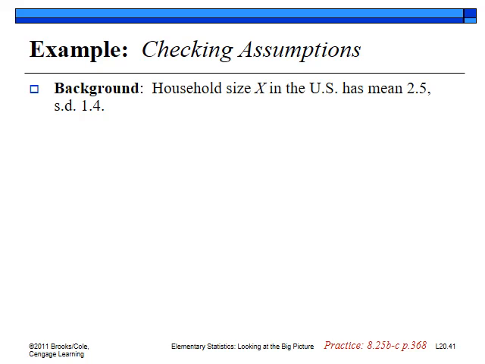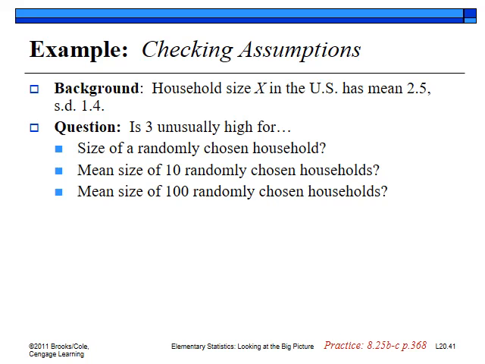So here's another problem. Household size X in the United States has mean 2.5 and standard deviation 1.4. So is 3 an unusually high household size for a single household? What about if we choose 10 random households and take the mean? What about the mean of a sample of 100 households?